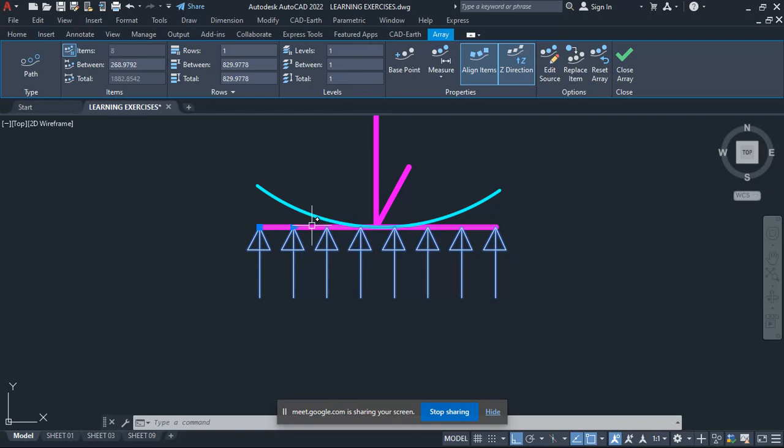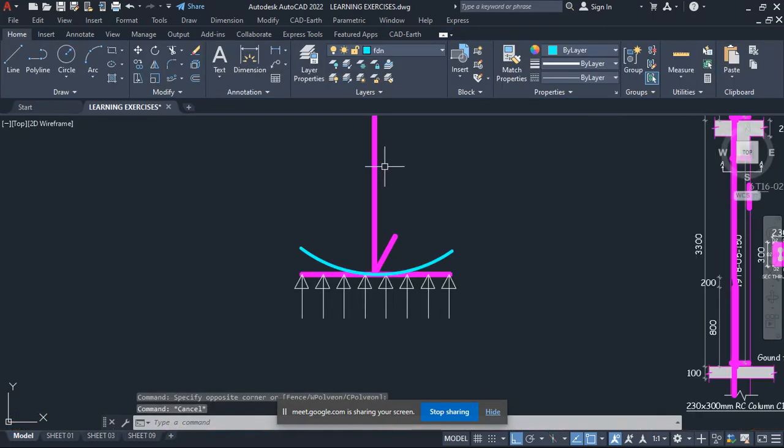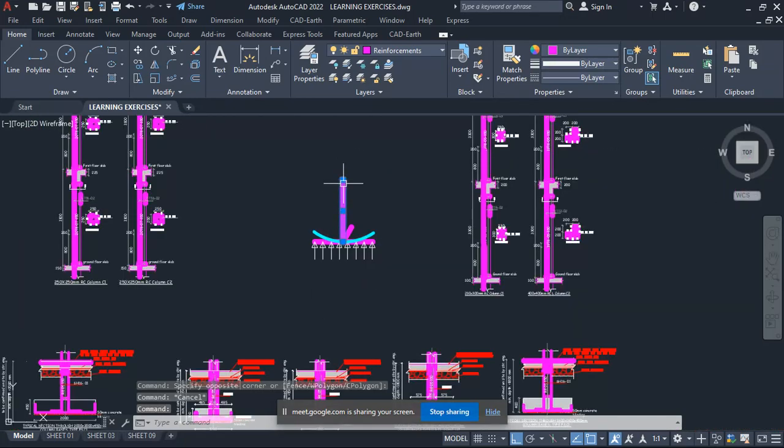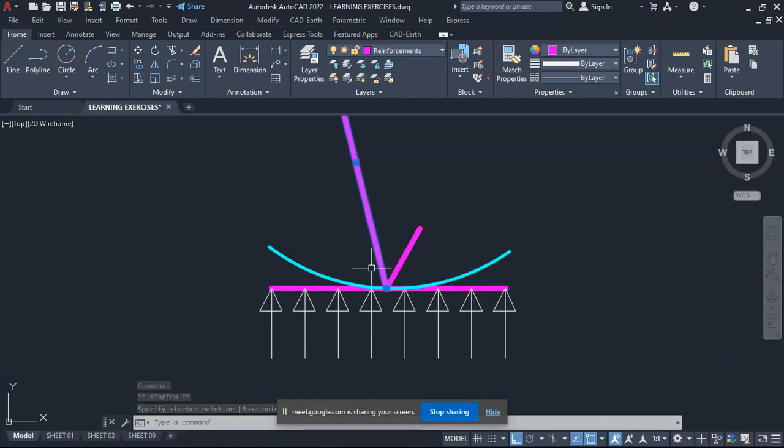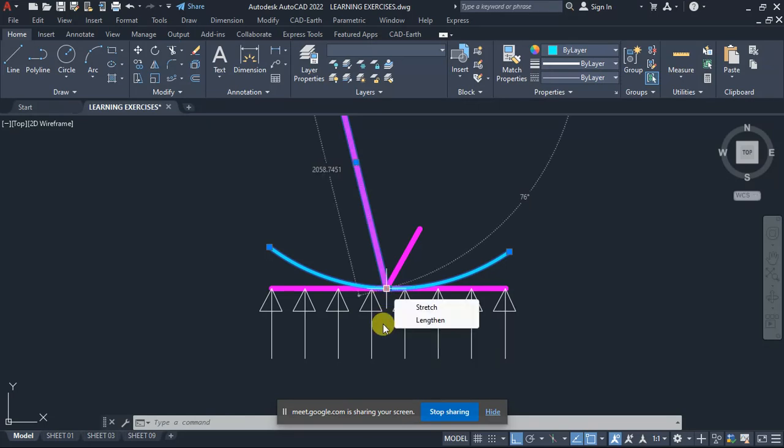But sometimes I use moments on the column, because if the column is also bending, assuming this is the bending moment, then this base has to resist this moment in another way. So literally there's a way this force is also affecting the base.